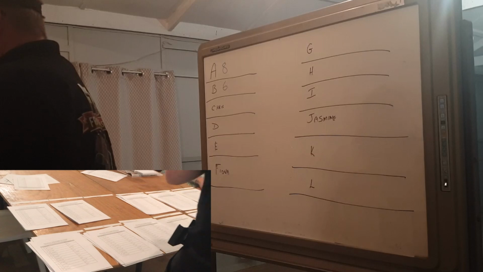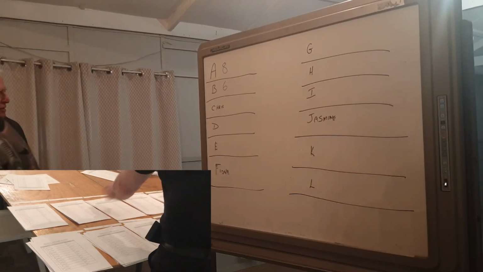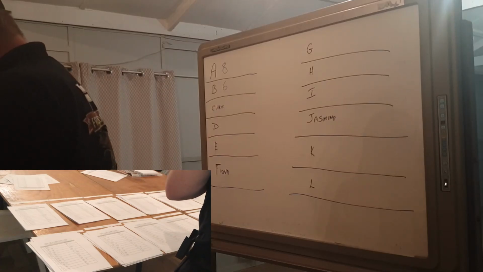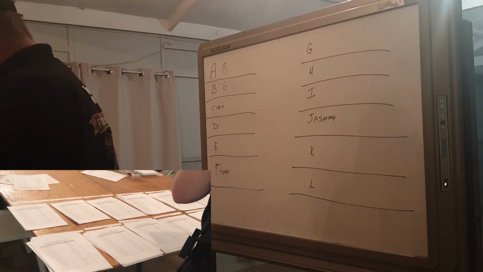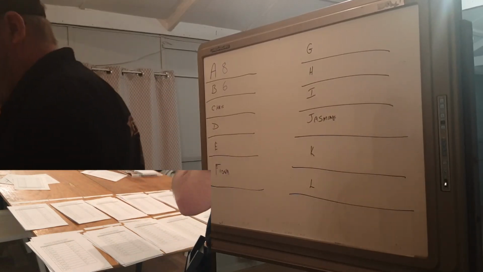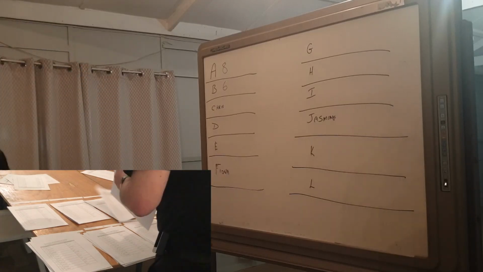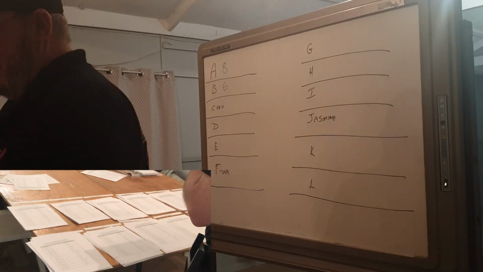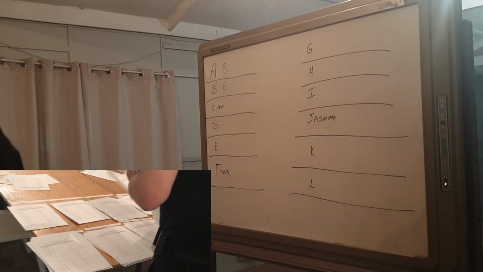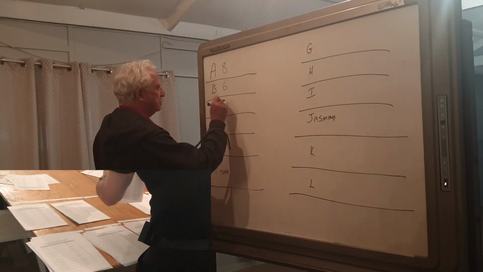Okay, so 1, 2, yeah, having trouble here. 3, doesn't help. 4, 5, 6, 7. So Chris has got 7.